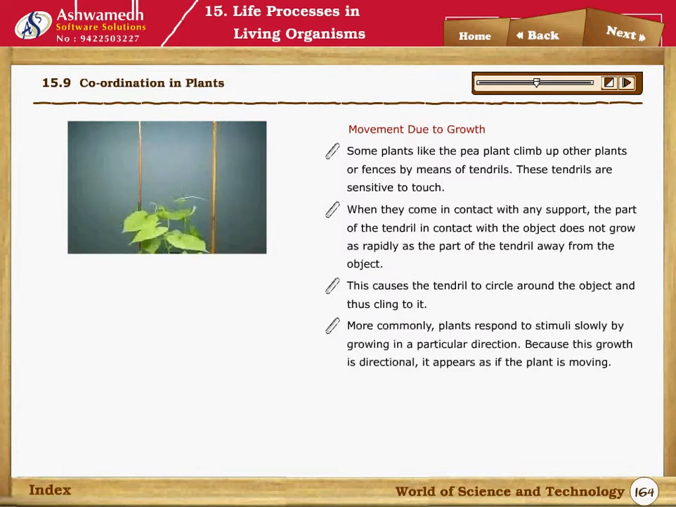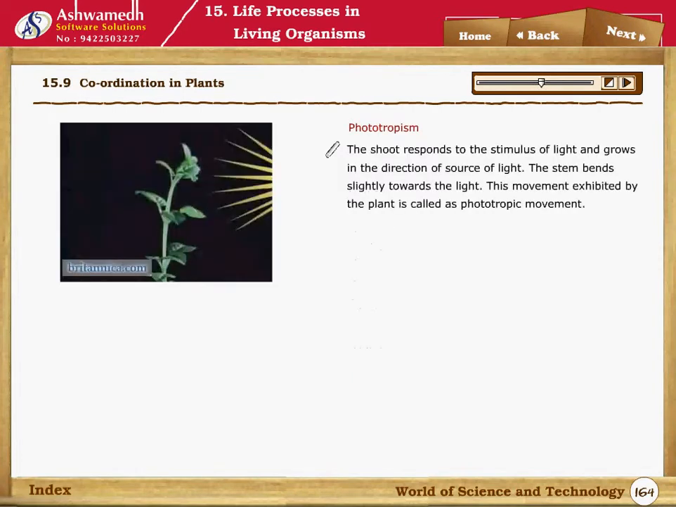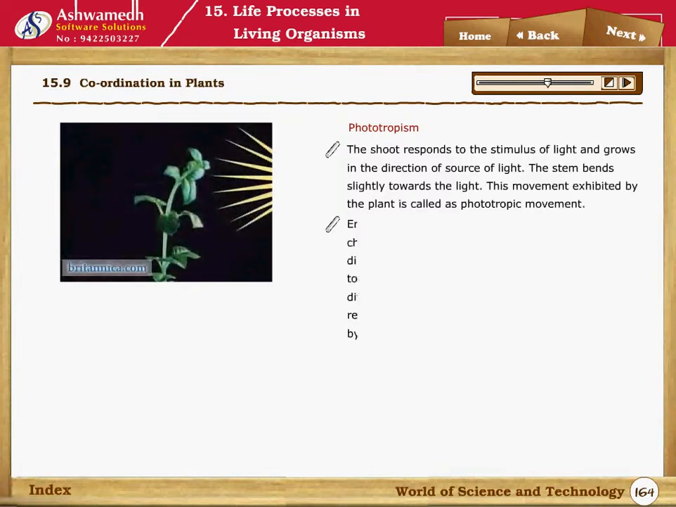More commonly, plants respond to stimuli slowly by growing in a particular direction. Because this growth is directional, it appears as if the plant is moving. You will find that the shoot responds to the stimulus of light and grows in the direction of the source of light. The stem bends slightly towards the light. This movement exhibited by the plant is called phototropic movement.